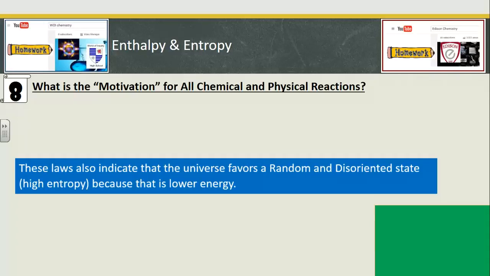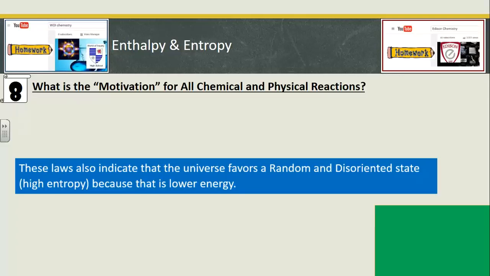It takes less energy to have a messy room than it does to clean it up, doesn't it? Things don't fold themselves when you throw them in the dryer. Be cool, but they don't. Take that pile of laundry and put it into the washing machine. It gets all mixed up inside there. The universe doesn't organize things for us. We have to put energy in to make that happen.